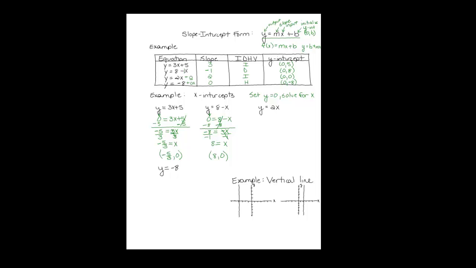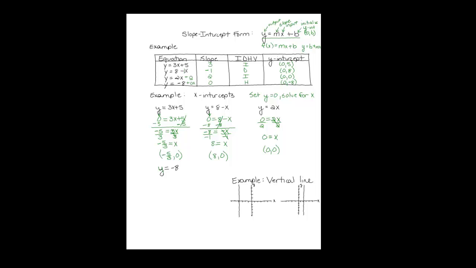For y equals 2x, again replacing y with 0. So 0 equals 2x. To solve this equation, divide both sides by 2. The 2's cancel over here and leave you with x is equal to 0 over 2. 0 over any number, remember, is 0. So x is equal to 0. The x-intercept, in this case the same as the y-intercept, is 0, 0.